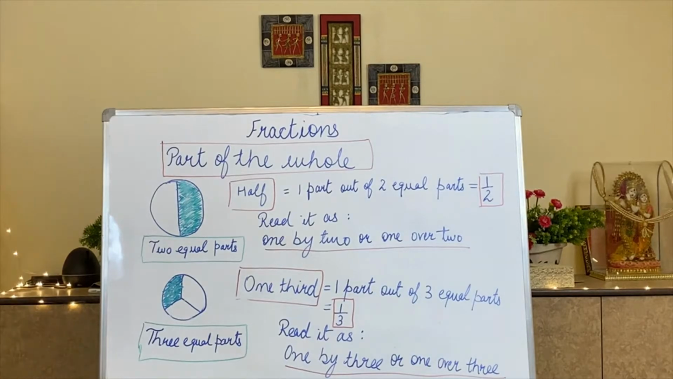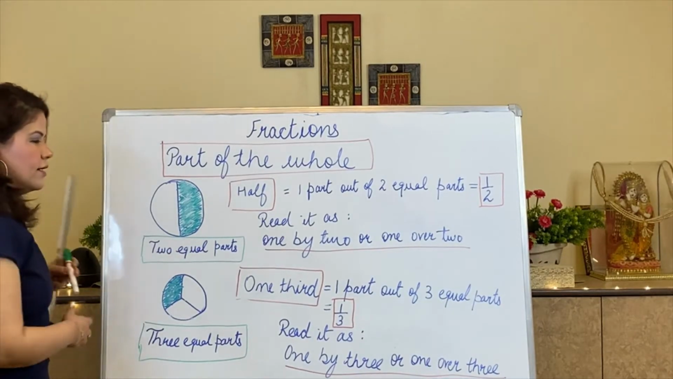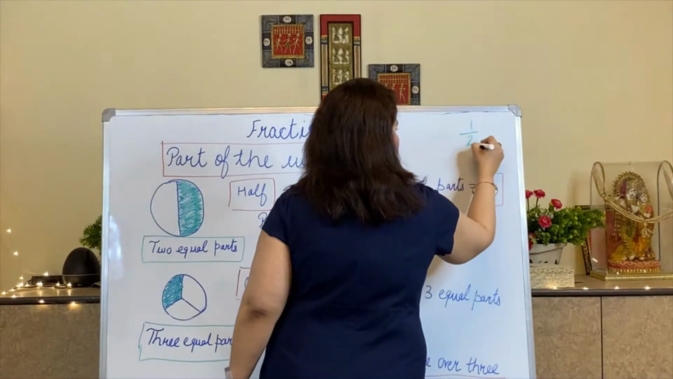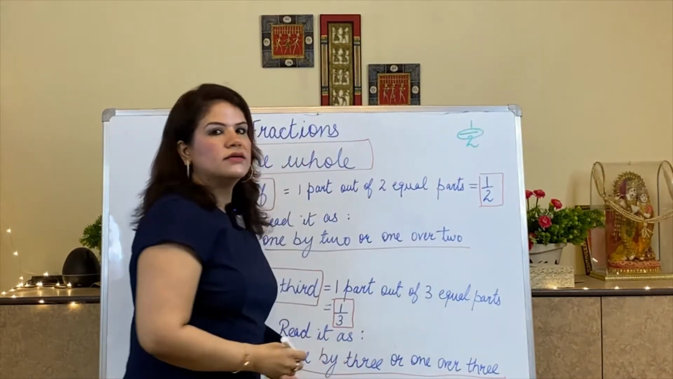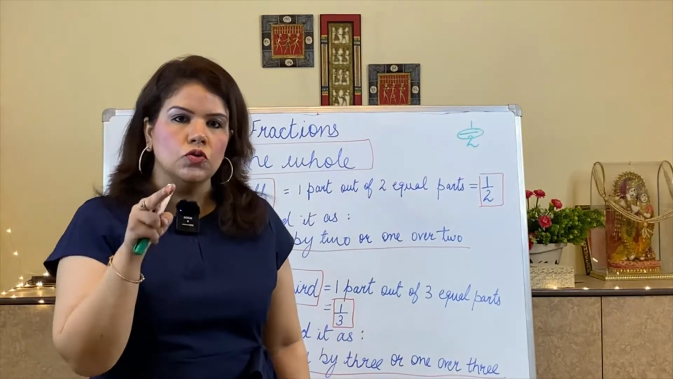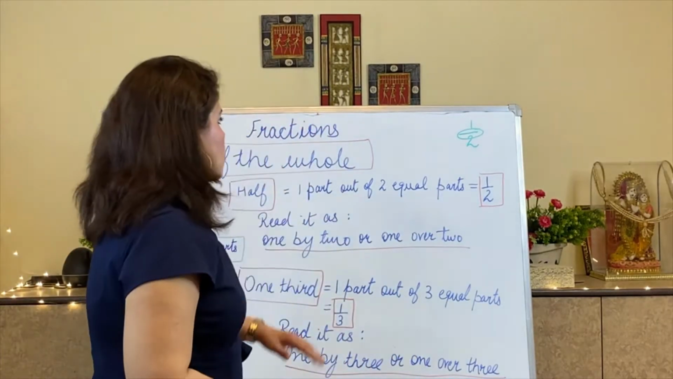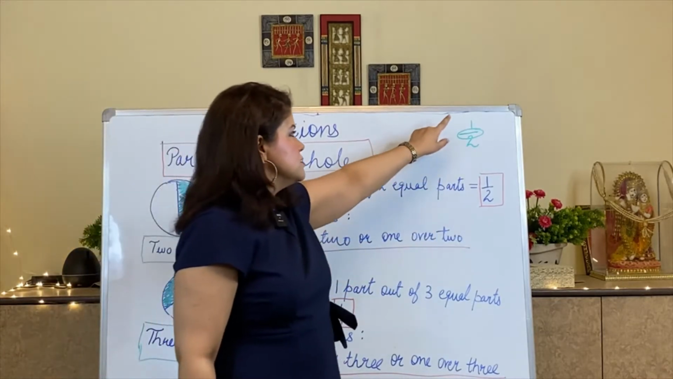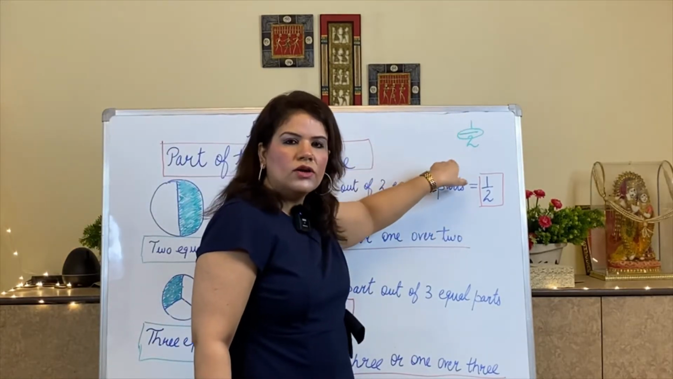Now what do we mean by this line here? Why have we written 1 by 2? This line is telling us that we have divided this circle into two equal parts. Out of that, the part I am talking about is one of the two parts.